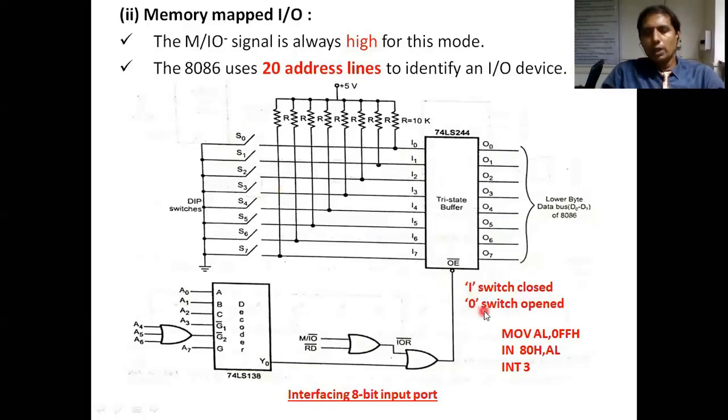Suppose the processor wants to close all the switches, then how do we write the program? Within the processor we write like this: MOV AL, 0FFH. FF is nothing but all ones, so D0 to D7 are all ones.